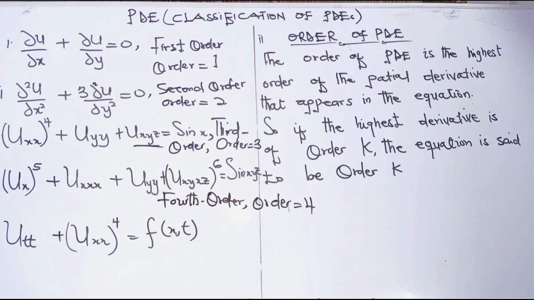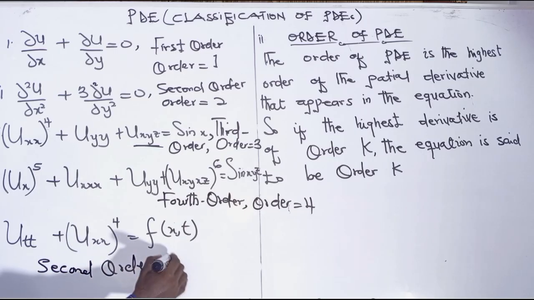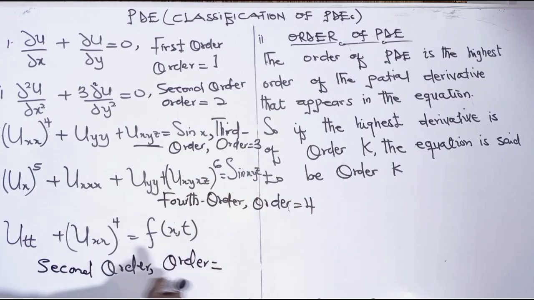Now let's look at the last one. We are taking the second partial derivative of the function with respect to t, time, and the second partial derivative of the function u with respect to x, and this is equal to a function of x and t. So the highest derivative is 2, but the degree is 4. So we have a second order PDE, and the order is order 2. Very, very easy and simple.